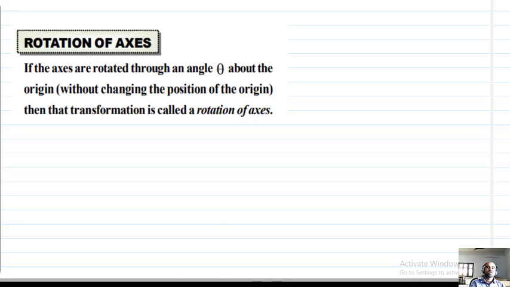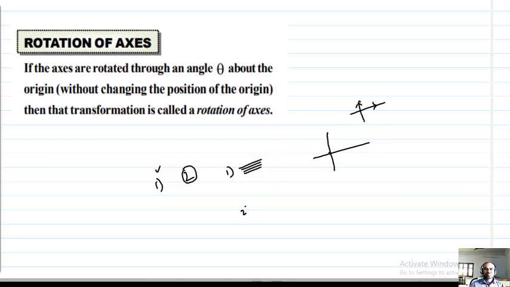Hello student, this is the third part of the transformation of axis concept. Part 1 and part 2 are completed. In part 2 I started the transformation of axis called translation of axis: just shifting the origin from one place to another place without changing the direction of the coordinate axis. Such a transformation is called translation.